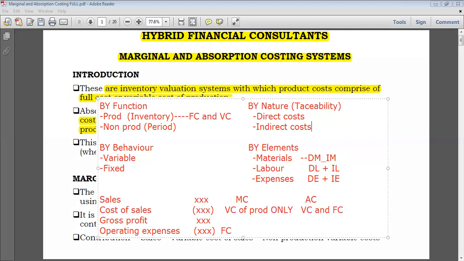Now, indirect materials, indirect labor, and indirect expenses are collectively known as overheads. Overheads simply mean indirect costs. So we call them overheads. By just seeing such overhead there, you can see how these matters are interrelated. And when speaking of direct costs, there is another term called prime. So we call them prime costs.